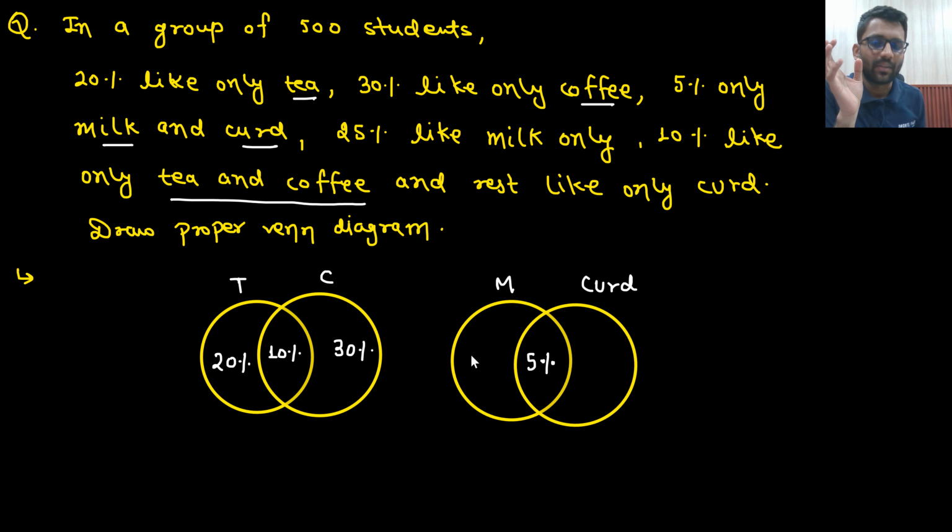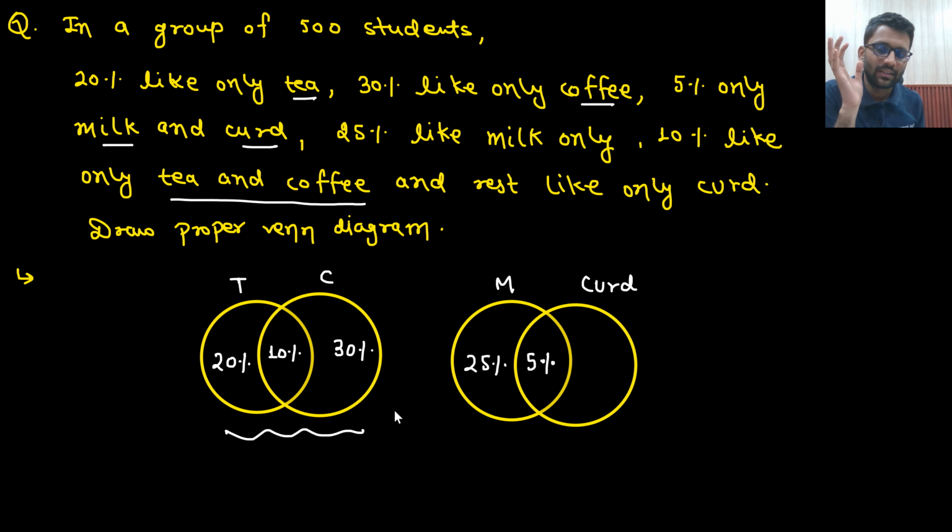25% like milk only. That means this part will be 25%. And the rest are the people who like only curd. So this many will be only curd. Okay, so you have to draw the proper Venn diagram.